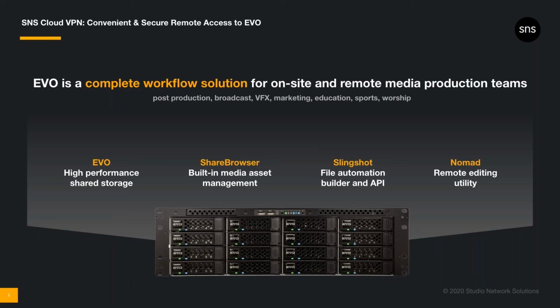Our newest EVO workflow solution, SNS VPN, is the best way to connect to your EVO when you're working from home, traveling, or wherever you need to be. And it's convenient, secure, and super fast to get started. Here is Eric Neubauer to tell you all about it.